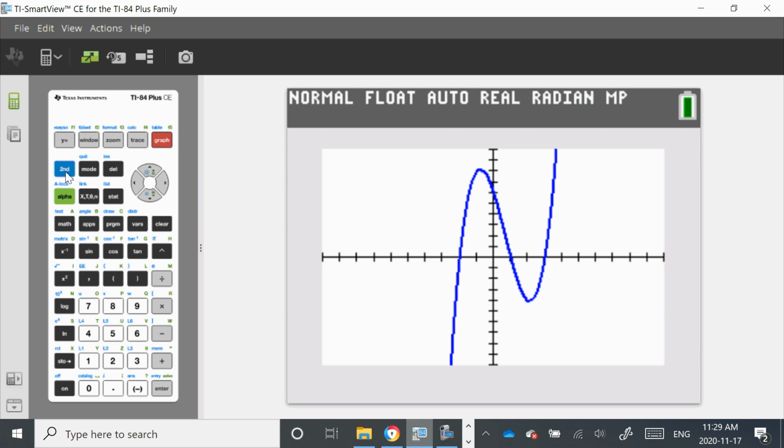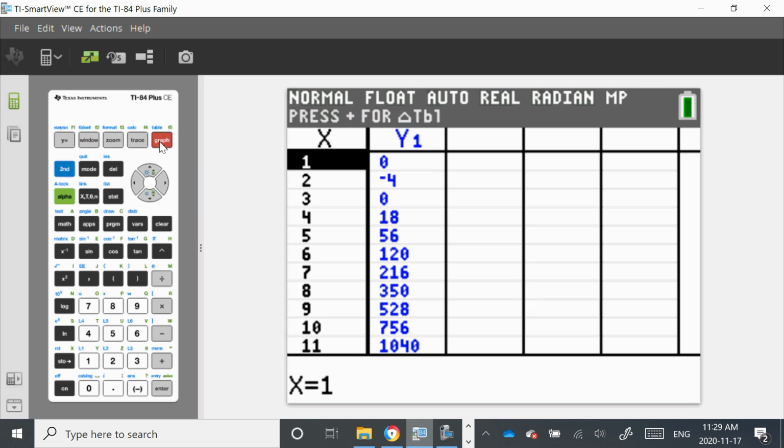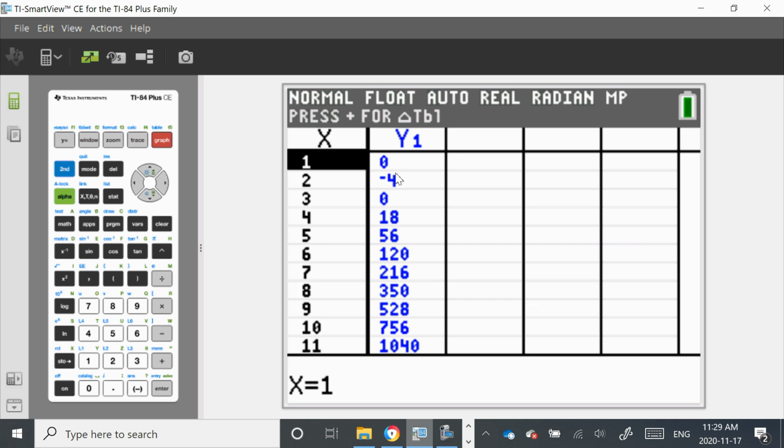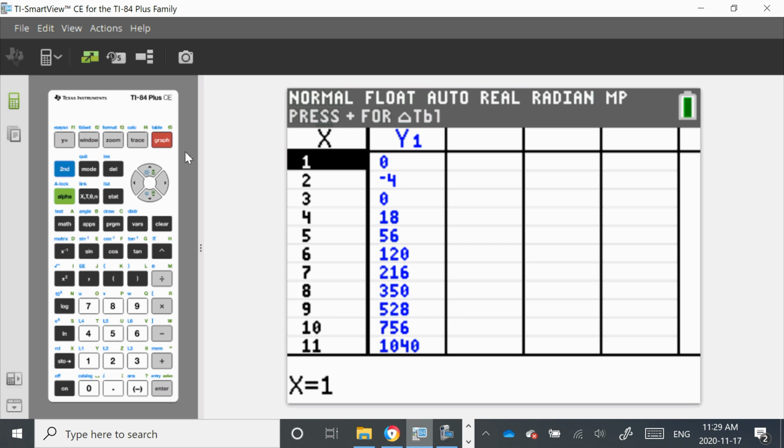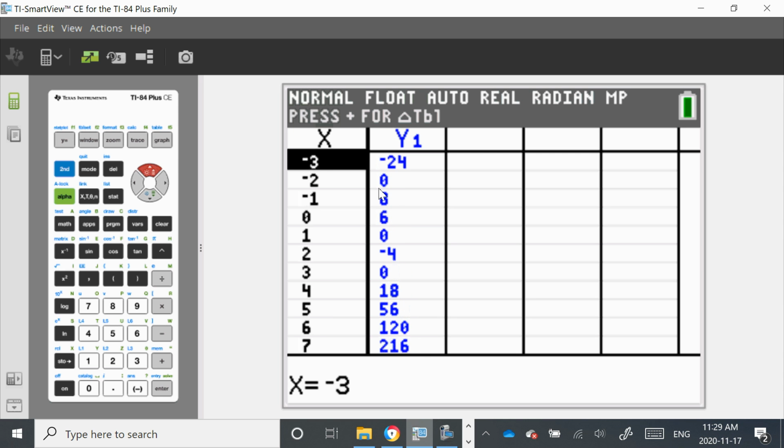Okay, so let's go back to the table, second function table. And what we are looking at is whenever you see y is 0, that is going to be the 0 of your graph. And the corresponding x would be your x-intercept. So these are my zeros right here. And there should be one more. There's the third one. So that first 0 was -2. The second 0 was 1, and the third 0 was 3.